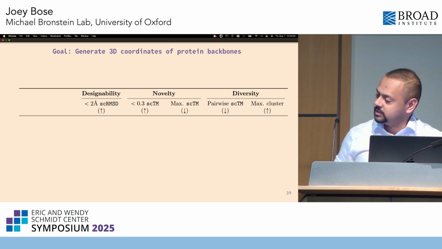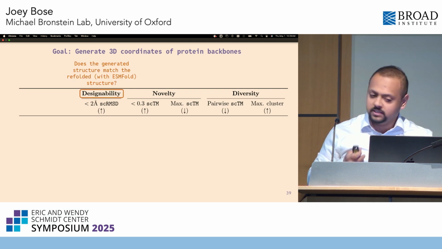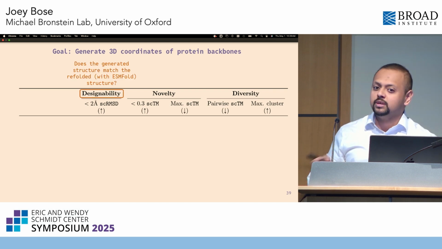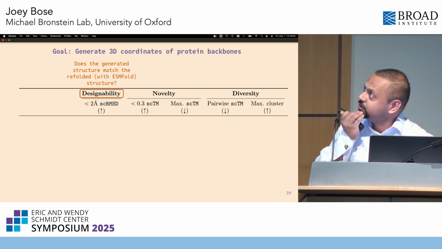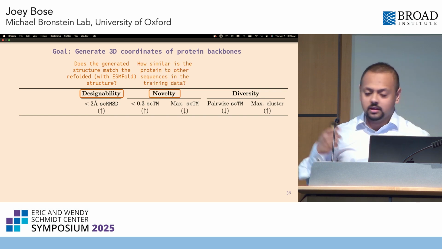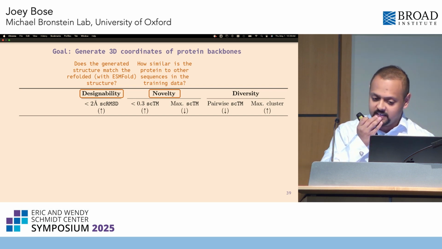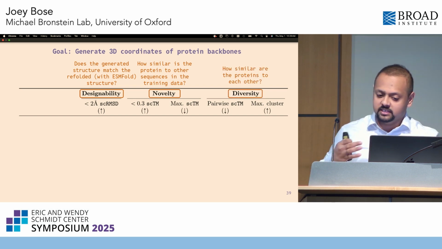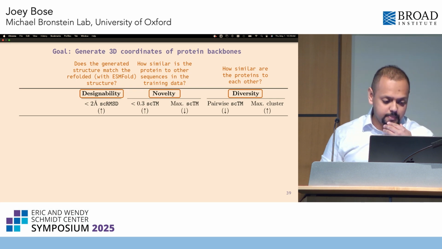So to evaluate this new inference process of composing models, we're going to look at a couple of in silico metrics. Designability, which tells us how likely the generated structure can refold into another structure, based on an off-the-shelf refolding algorithm. Novelty, which tells us how similar the protein sequences are to the training data set. And finally, diversity, which is trying to characterize the generations and how similar they are to each other.